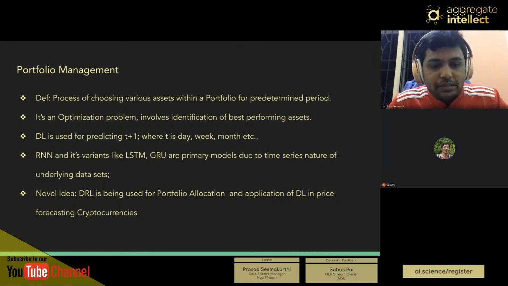The novel idea in this space is, again, DRL being used for portfolio allocation, and the application of deep learning in the price forecasting of cryptocurrencies. Even though the availability of data in cryptocurrencies is limited, still people are trying to use deep learning to forecast on sparse or less data as well.